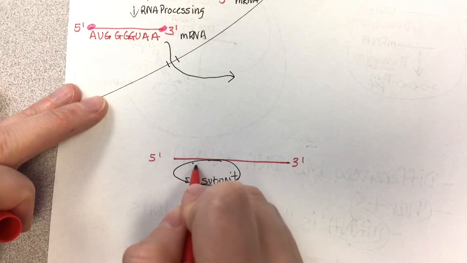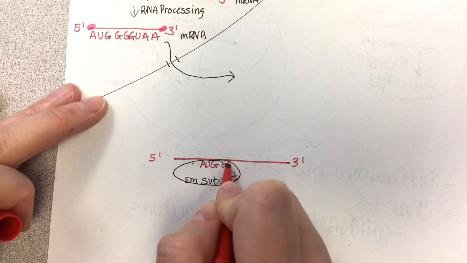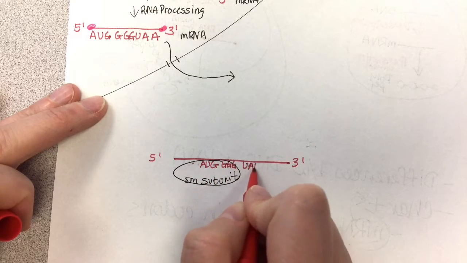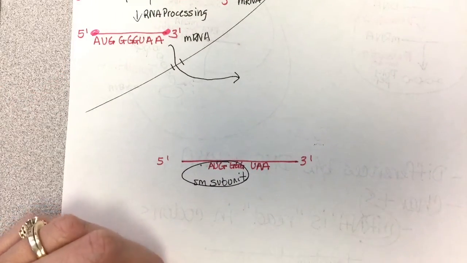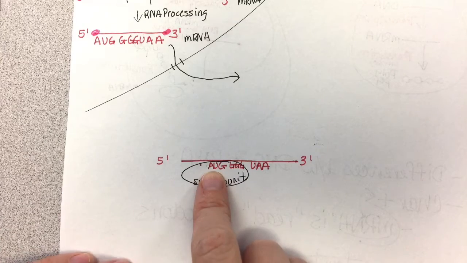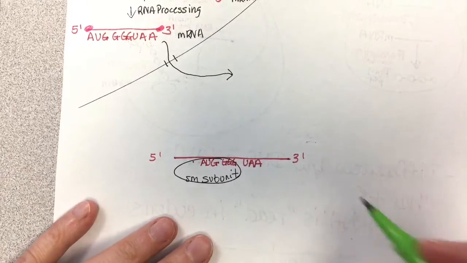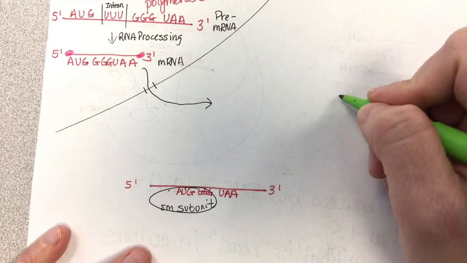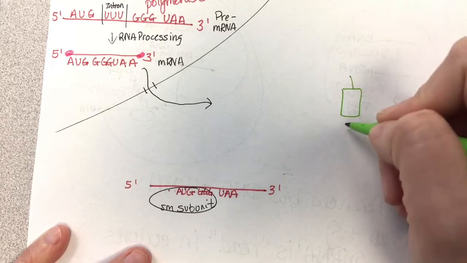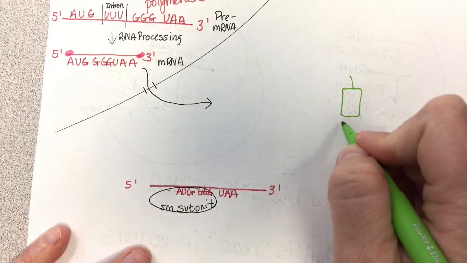So you're going to have AUG, GGG, UAA. All right, so it meets up with that. Then AUG is the start codon. So there is a tRNA molecule that has the correct anticodon. So you have a tRNA molecule, just like this, that has the anticodon UAC.